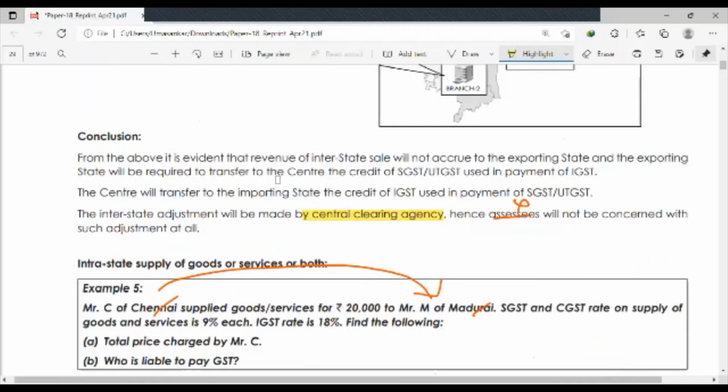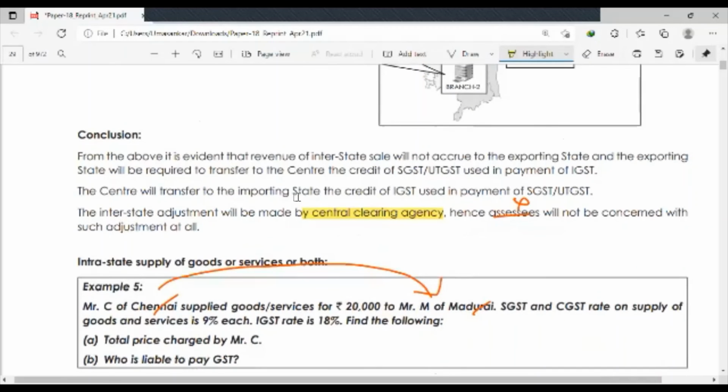Conclusion: it is the same thing, but how it is maintained, once the tax is collected, who will proportionally divide it between the center and the consumption state? How will the adjustment be made? It is made by the central clearing agency. The states will not be concerned with how to adjust. The full headache goes to the central clearing agency.